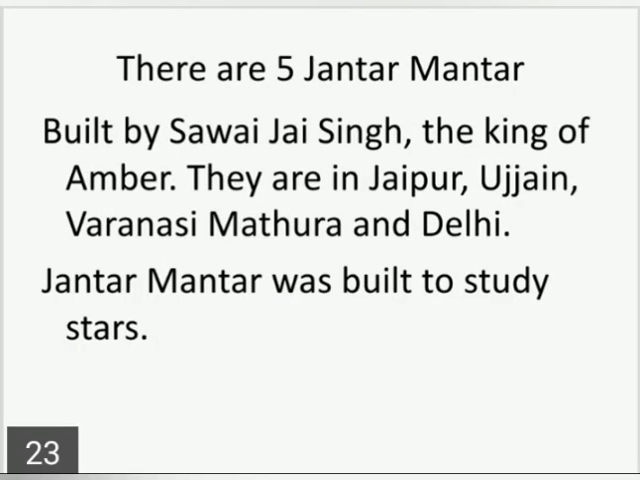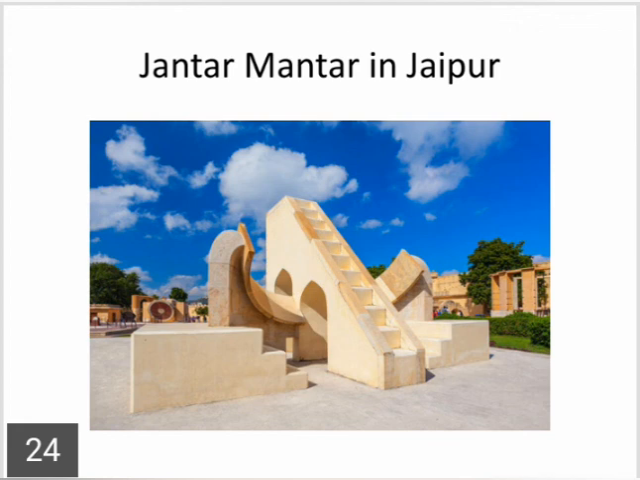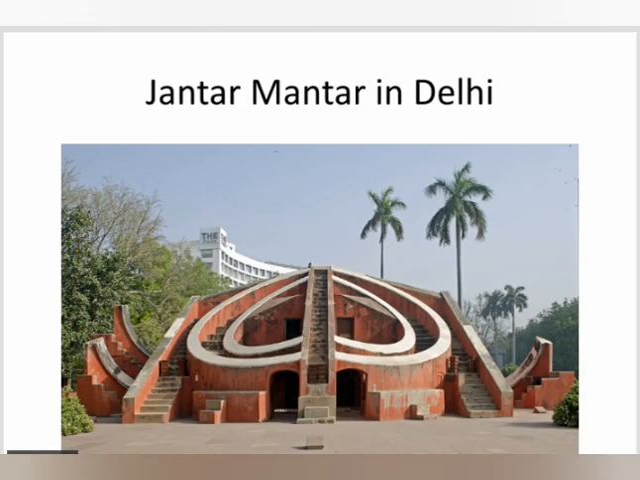There are 5 Jantar Mantars built by Maharaja Sawai Jai Singh, the king of Amber. They are in Jaipur, Ujjain, Varanasi, Mathura and Delhi. Maharaja Sawai Jai Singh had built these Jantar Mantars to study stars. In this picture, you can see the Jantar Mantar which is in Jaipur. This is the picture of the Jantar Mantar which is in Delhi.